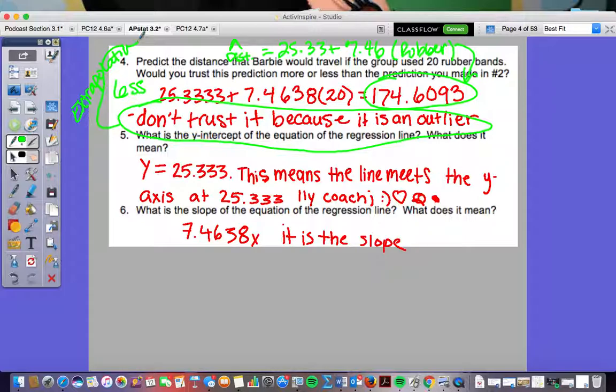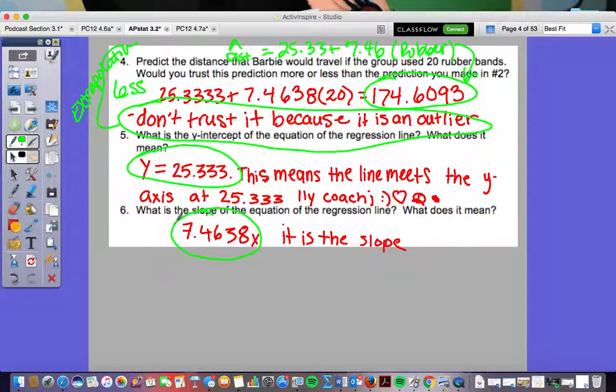Number 5. All right, what is the y-intercept of the equation of the regression line? Does everyone understand that the value that's by itself is the y-intercept? Are we good on that? And on number 6, the 7.46 would end up being the slope, right? Because it's like the equations in algebra, y equals mx plus b, okay?